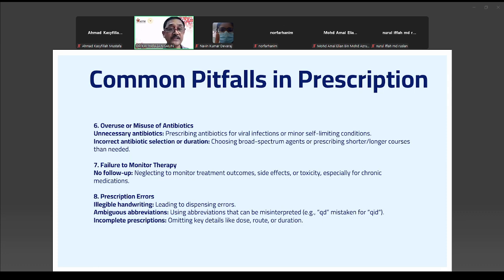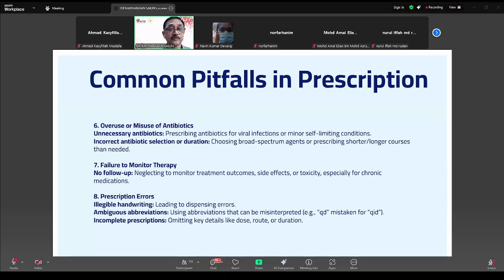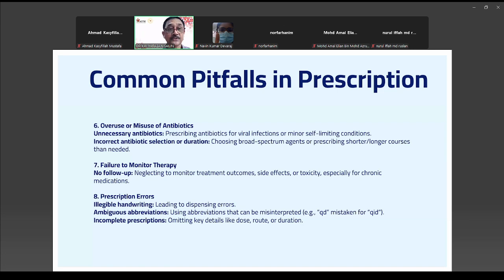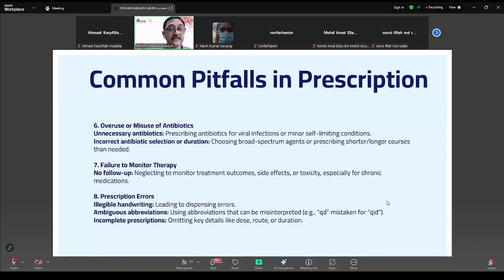So we always need to look at prescribing shorter, I mean, once a day for a shorter duration rather than a longer duration and a broad spectrum. For example, if you want to give an antibiotic, probably azithromycin once a day for 3 days would be better than giving cefalexin, which you have to give 3 times a day for about 5 days. So look into overuse and misuse of antibiotics.